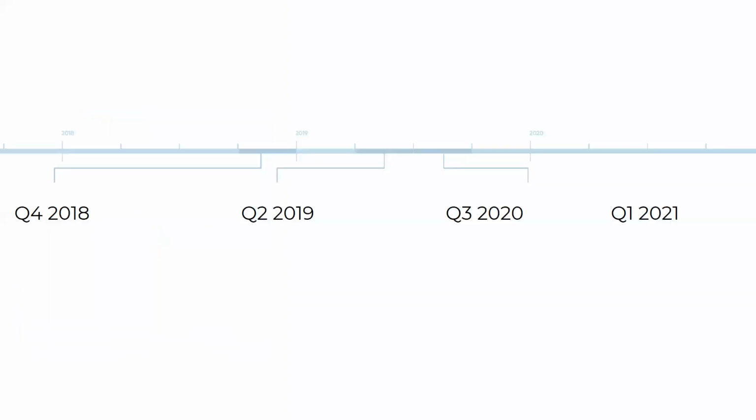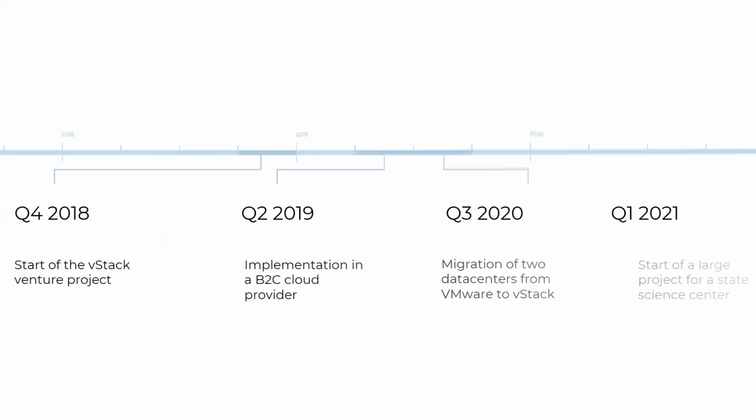So, taking into consideration the latest trends and following IT leaders' strategies, in the fourth quarter of 2018, ITG launched a new project of developing our own HCI solution. That is how vStack appeared. In the year of 2019, we started implementing vStack for a B2C cloud provider.